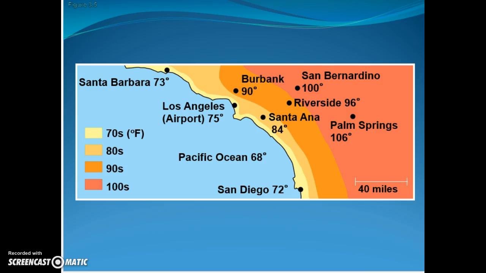The next slide will show you again how water can be very consistent in terms of its temperature. So even though it may be 100 degrees inland, 106 in Palm Springs, as you get closer and closer to the water, you can see that the water is absorbing some of the heat from the air so that the temperature is dropping the closer you get to the ocean. And then the actual ocean is a pretty consistent temperature.